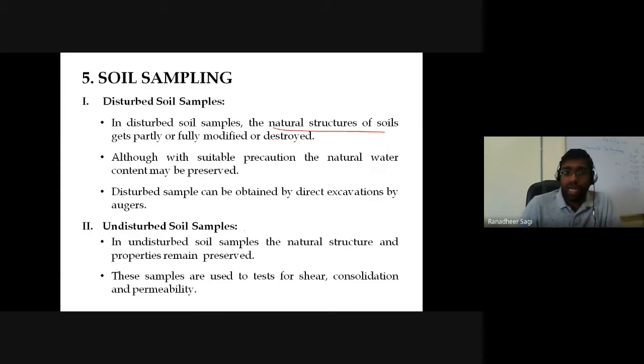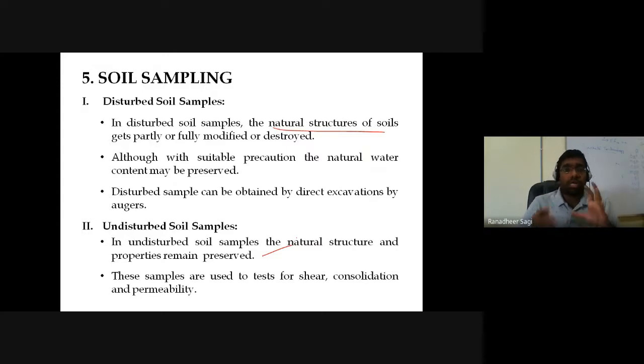And what is meant by undisturbed soil sample? If the soil skeleton structure, the particle arrangement of the soil formation, is not getting disturbed at all, if it is not getting changed, the soil particle arrangement is not getting altered, such a soil sample is what is called your undisturbed soil sample.